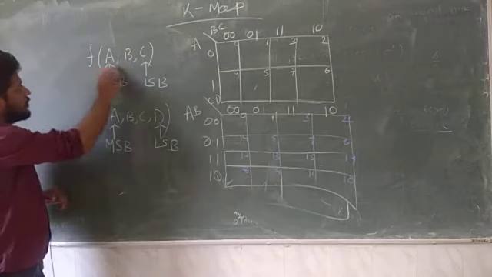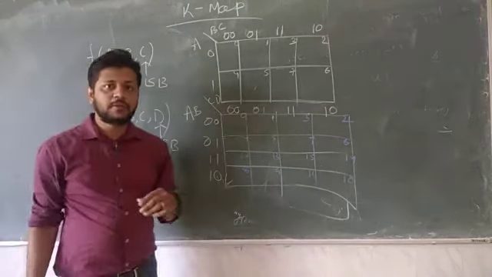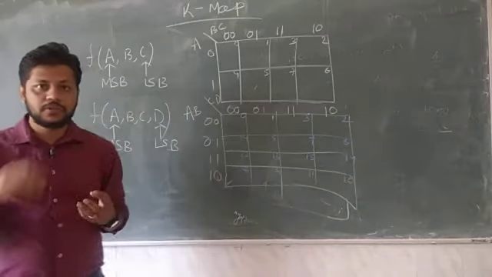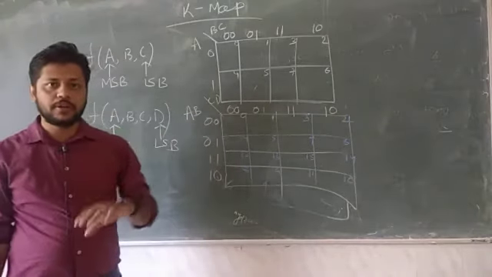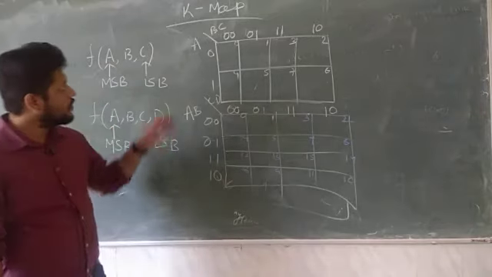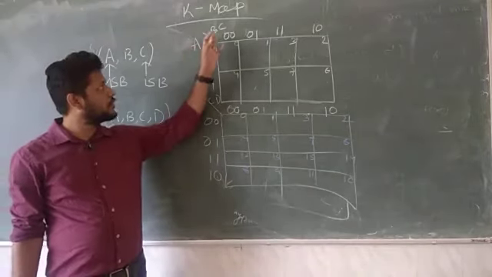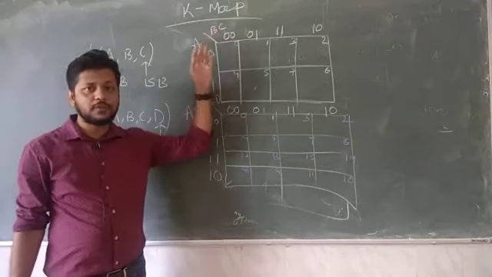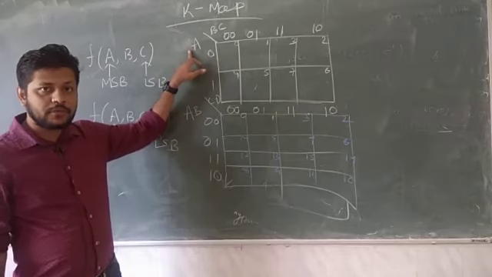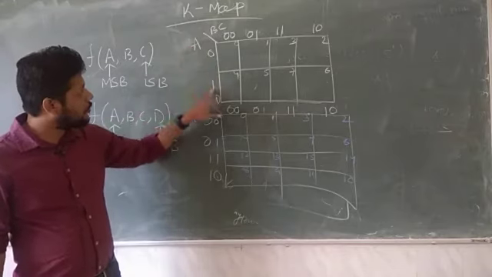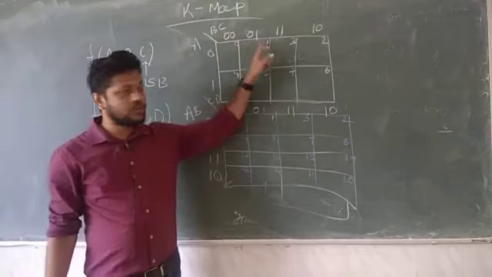Similarly, f is a function which consists of 3 variables a, b, c. So 3 variables means we can draw a total of 2 to the power 3, that is 8 cells. Always we keep the most significant bit here and the remaining variables here. So A is a single variable, and it can be 0 or 1. BC can be 00, 01, 11, 10.